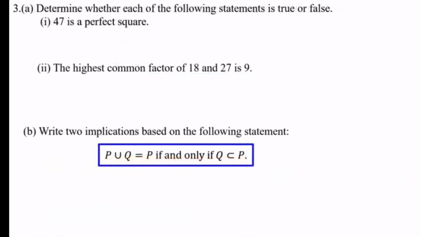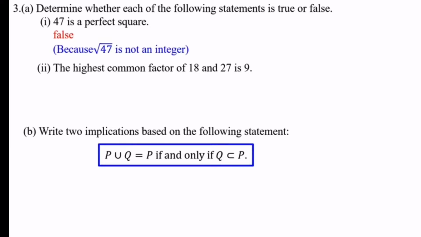Determine whether each of the following statements is true or false. 47 is a perfect square. It is false because if you square root 47, you won't get an integer. So when you square root the number and can't get an integer, that means it won't be a perfect square.